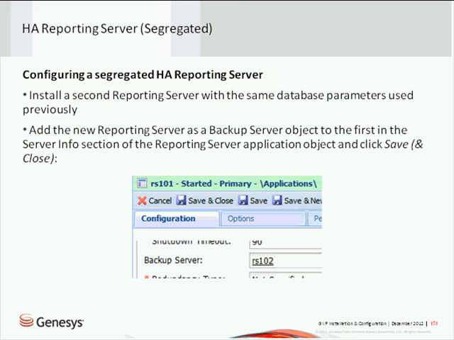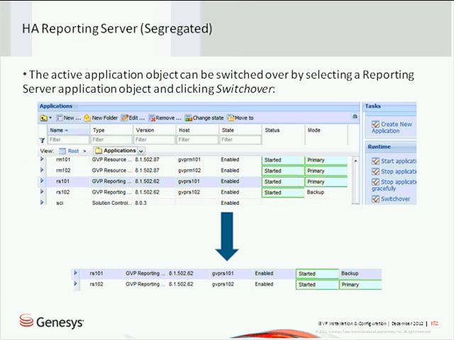I'm just going to briefly talk about the segregated version first. Basically, you just install a second reporting server, and then you add that second reporting server as a backup for the first one, and that's it. It's nice, simple. Unlike the resource manager, you'll notice there is a primary and a backup, and you can use the switchover button to switch to backup and primary. So basically, if you want to clear out the queue that hadn't been processed after an incident, you just click on switchover, and once it switches back, it should be golden.